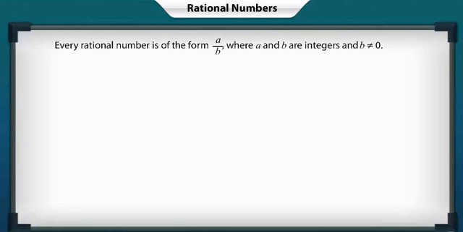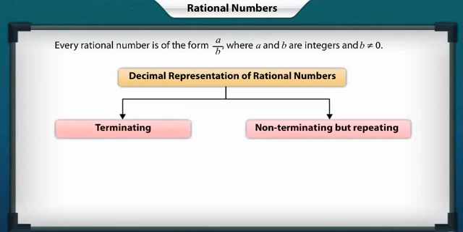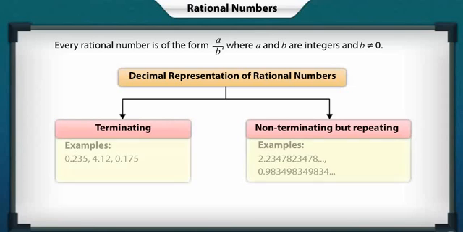You know that every rational number can be written in the form a by b, where a and b are integers and b is not equal to 0. You have also learnt that the decimal representation of rational numbers is either terminating or non-terminating and repeating, and the division process is used for finding this form.